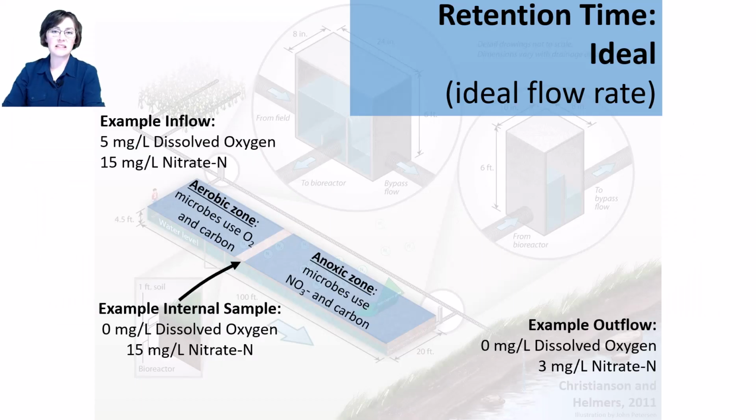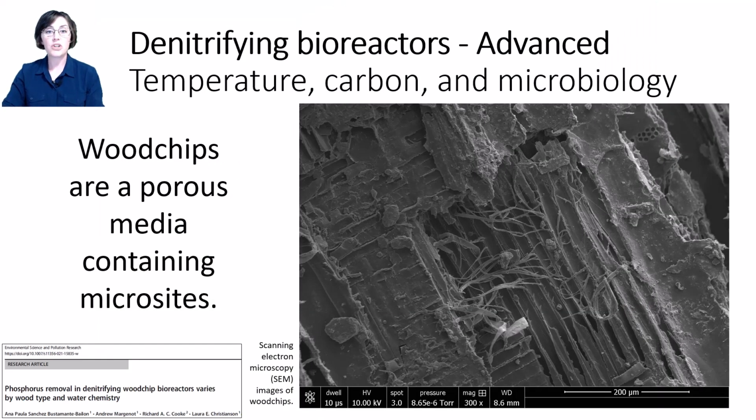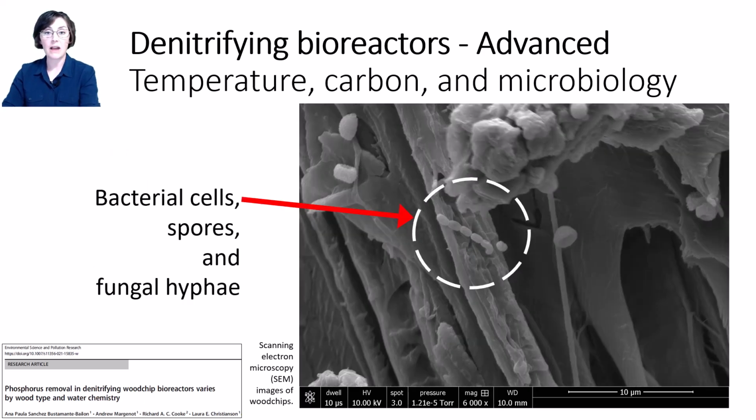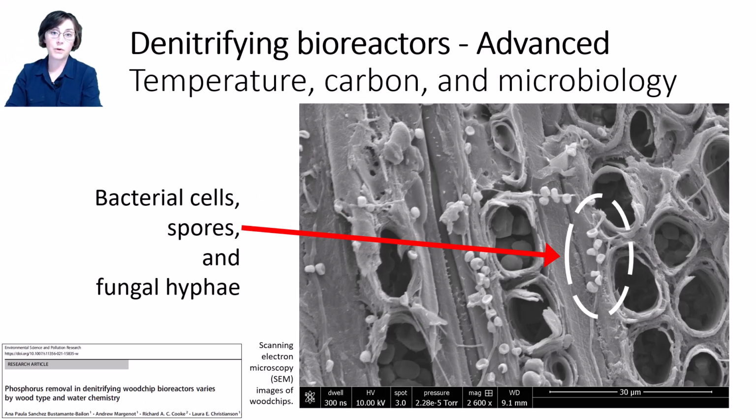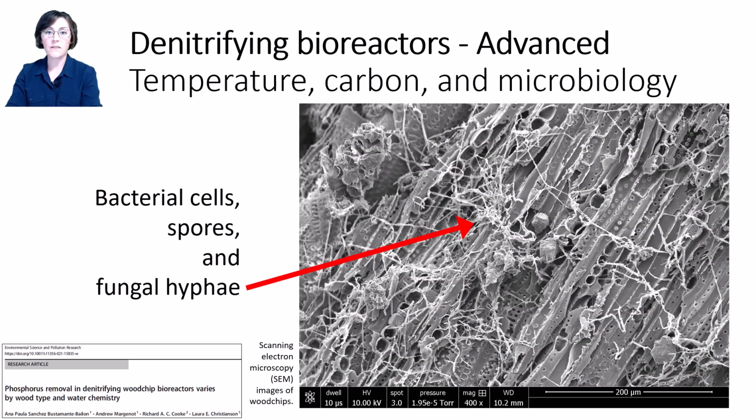I want to come back to these examples I showed in the earlier video because I wanted to note that these illustrations were very conceptual. There is not a hard break between zones like what I'm showing because not only is the flow constantly changing in our bioreactors, but wood chips are a very heterogeneous and porous media. For example, they have little microsites where bacteria can gather, and those microsites could be anoxic even if the bulk solution is not anoxic. The wood chip surface and internal area is really like a little jungle ecosystem.